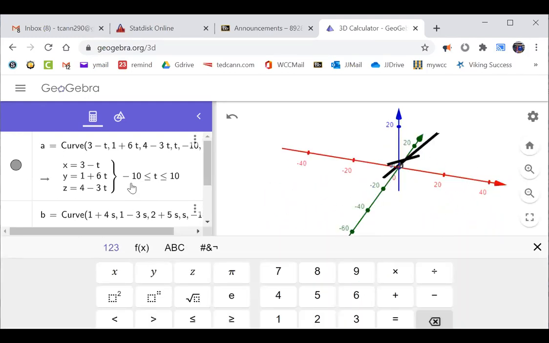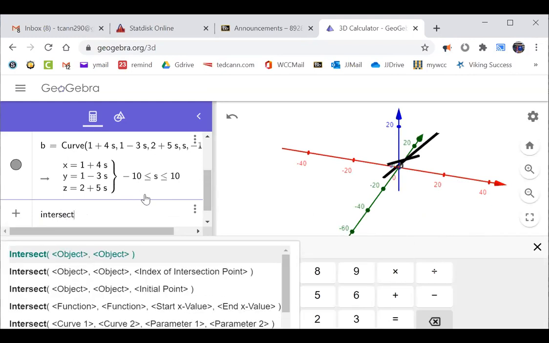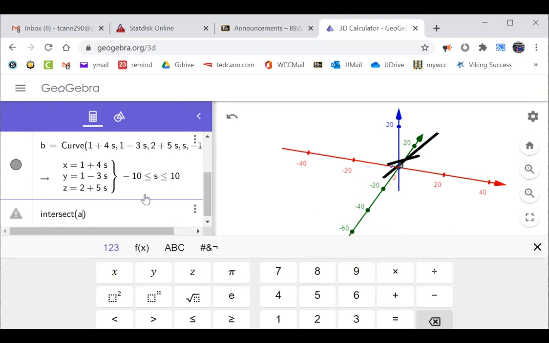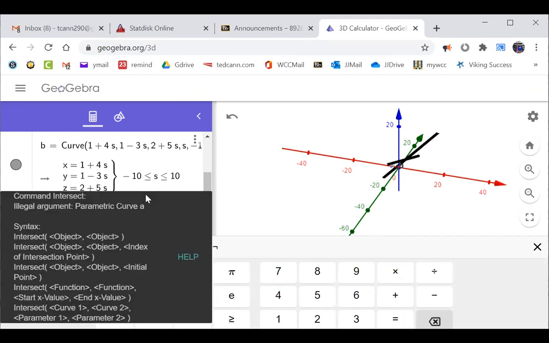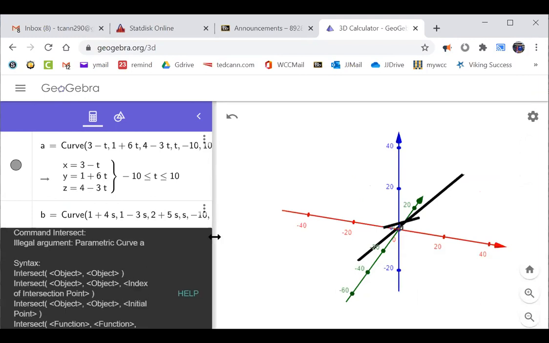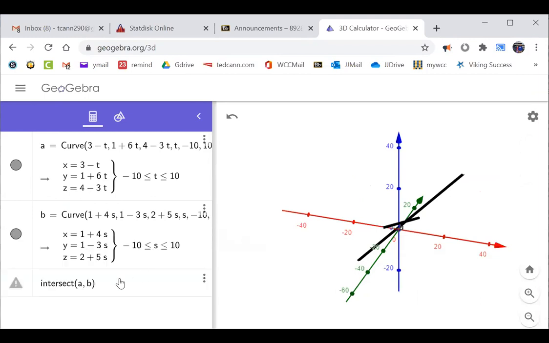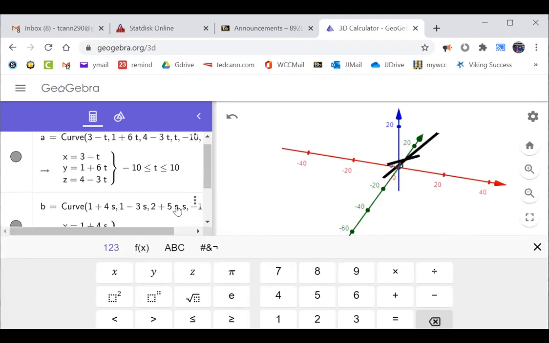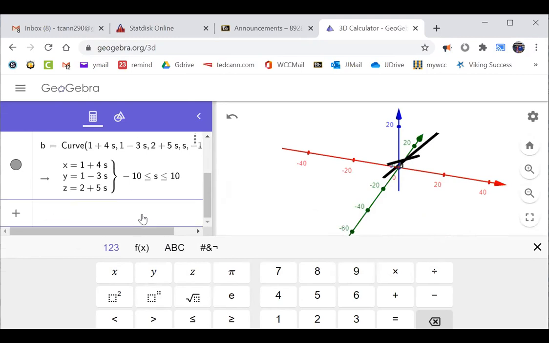There are 2 ways to handle this. One would be to simply type in intersect. All right, A and B are the 2 things we're looking to find the intersection between. Oh, that was weird. Yeah, because I used T and S, that's not going to work in this case. I'd have to use T's. That's fine. What I'll do instead is I'll just type the coordinate in.